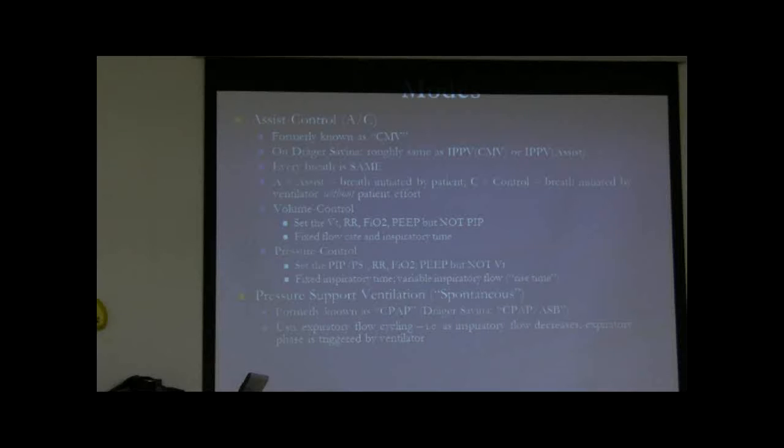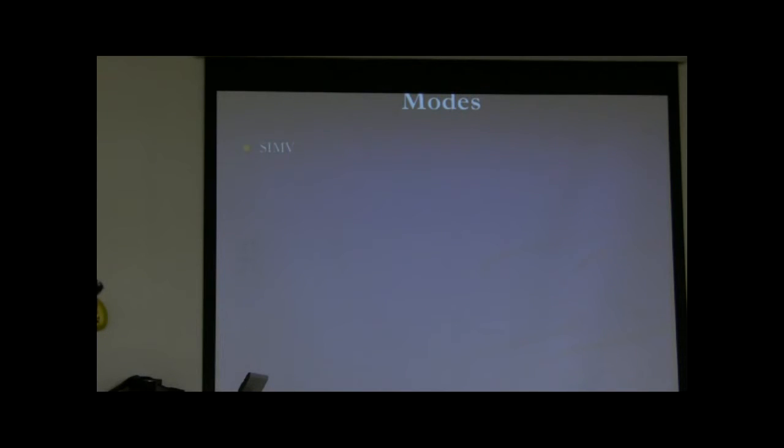After a certain amount of volume, that will trigger the ventilator to allow for exhalation, which is the case in AC. Okay, so, all right. Let's go on here. SIMV, I'm just going to talk about it very briefly.